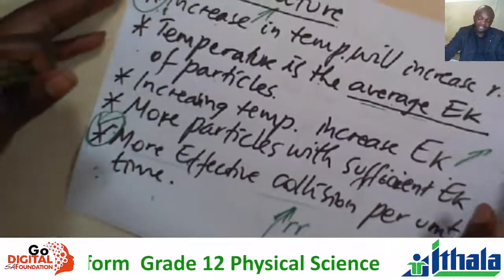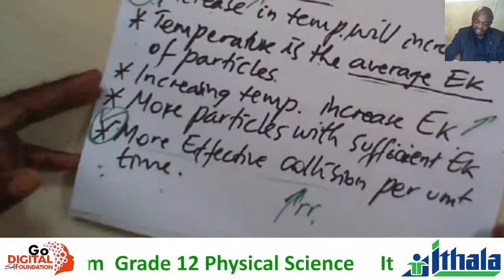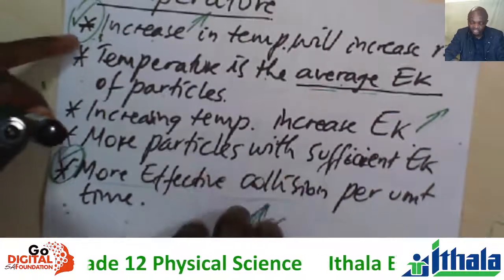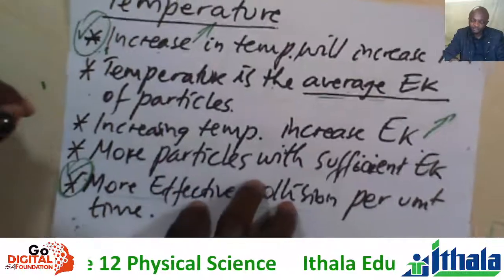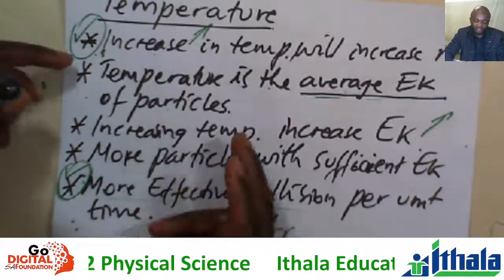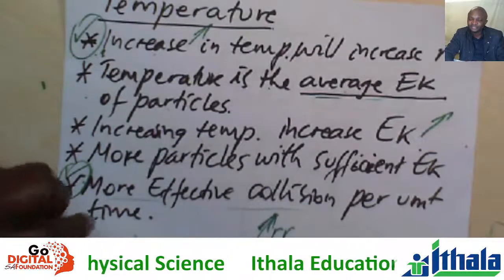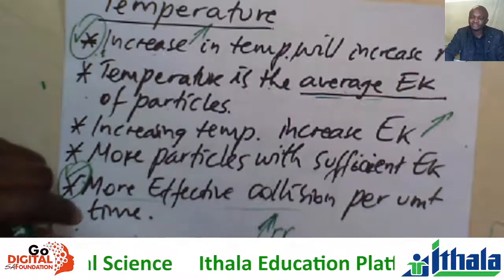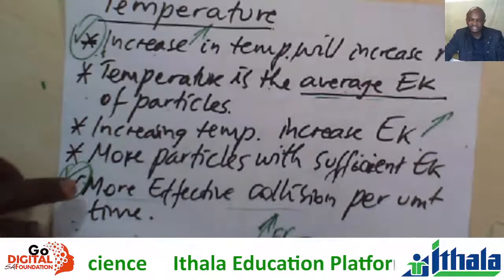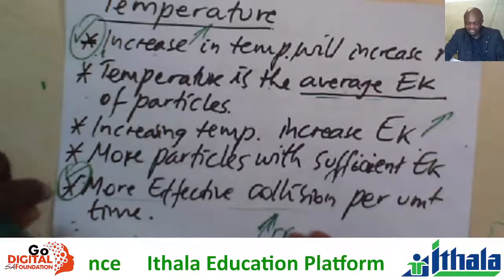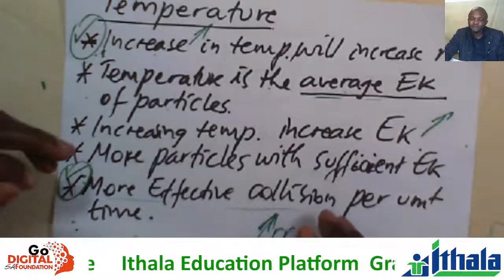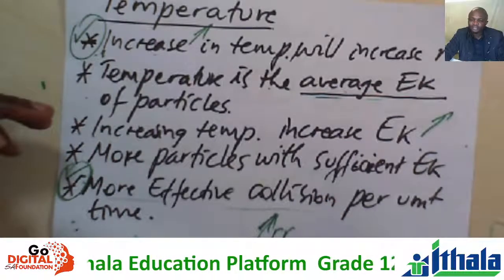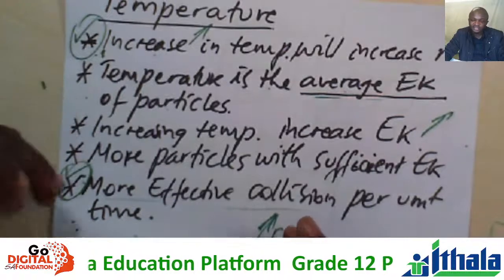The nature affects it in the sense that externally we cannot change the nature of a substance. For temperature we can increase the temperature of a substance. For concentration we can increase the concentration: we add more particles to a substance for the same volume. For pressure we can increase the pressure by reducing the volume, right? When it's a gas, by reducing the volume.